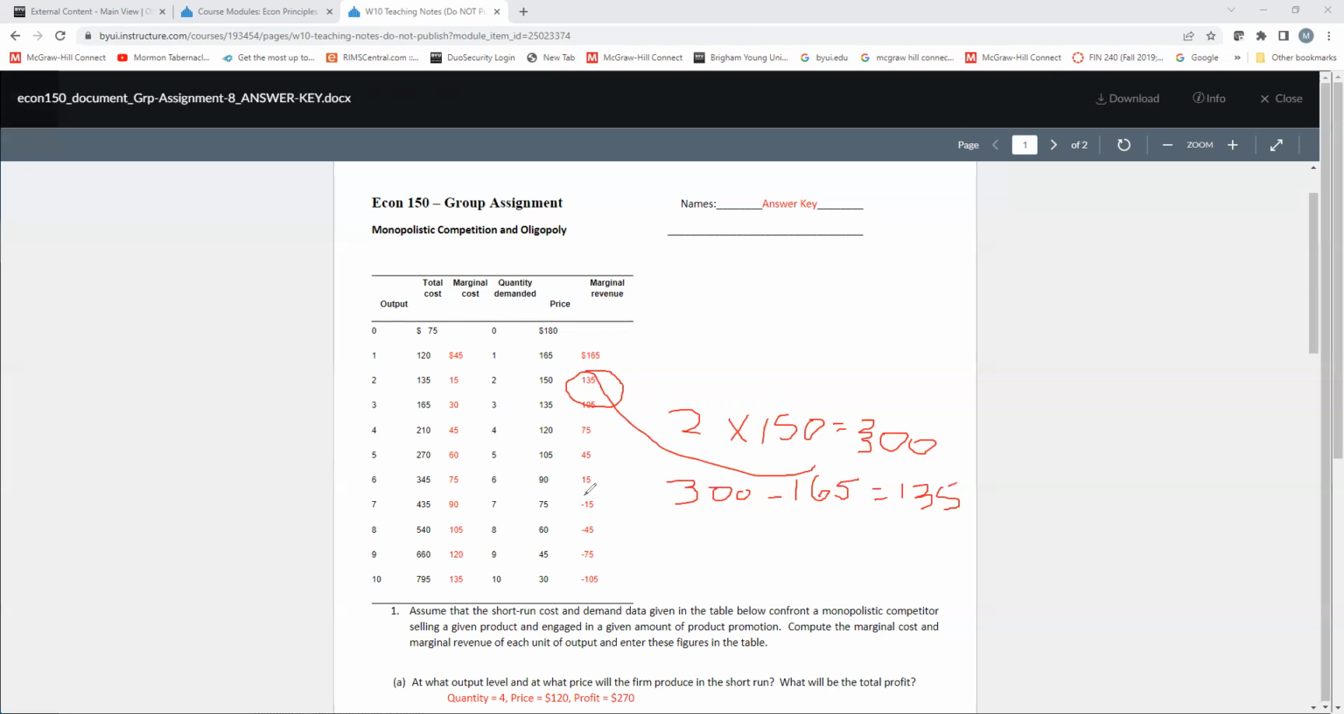And we're going to do the same thing. It's going to be the last total revenue. For example, when we go from 2 to 3, the total revenue at 2 is 300. And the total revenue at 3 is 3 times 135, which I assume is 405. That's the total revenue for 3 units minus total revenue for 2 units. And that gives us 105, our marginal revenue of 105.